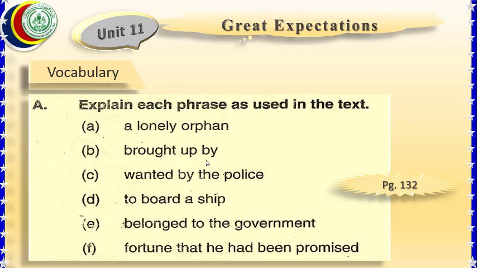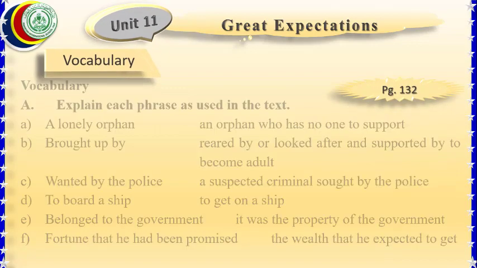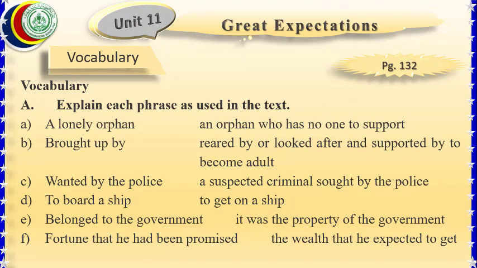For example, a lonely orphan. Orphan means a child whose parents have died, and lonely means no one is to look after him or her. Let us look at their meaning. A lonely orphan: an orphan who has no one to support. Brought up by means looked after, reared by or looked after and supported by to become an adult. Brought up by means looked after.